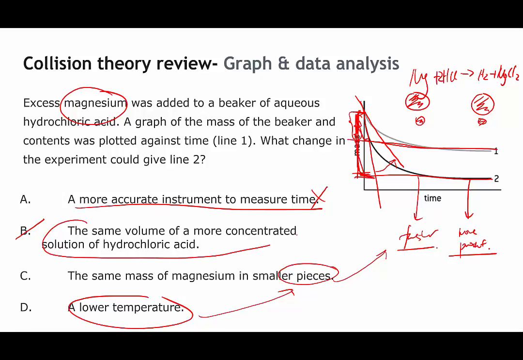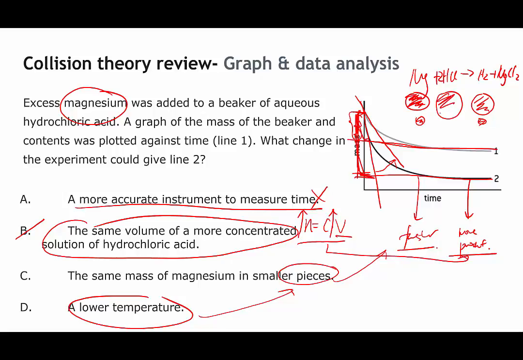Only the second one, the same volume of a more concentrated solution of hydrochloric acid. If I take a look at the reaction in n equals concentration times volume, if my concentration has been increased and the volume stays the same, then my initial amount of reactant will be more, and that means I will in the end produce more product. So more hydrochloric acid for my initial amount will in the end produce more product compared to the other ones as well.